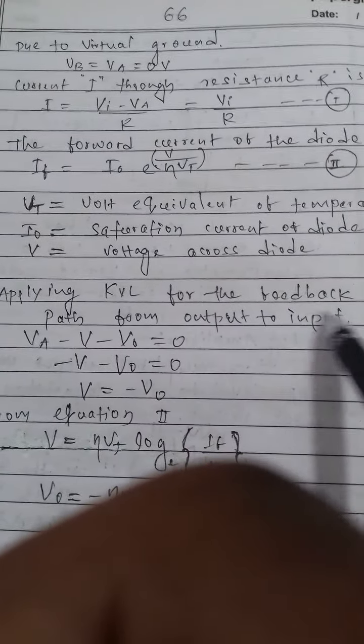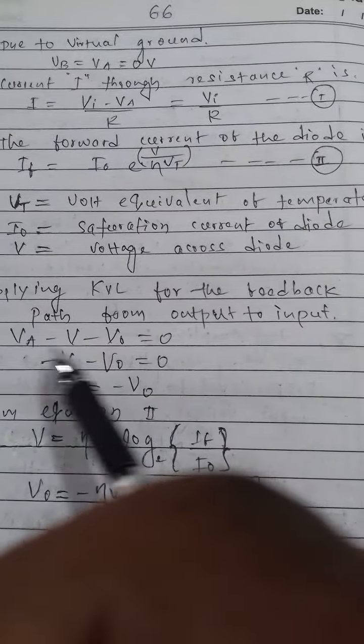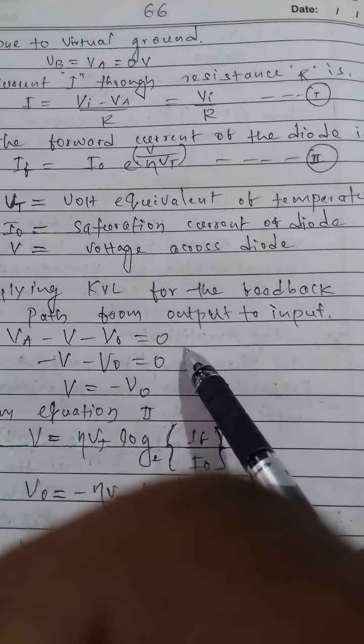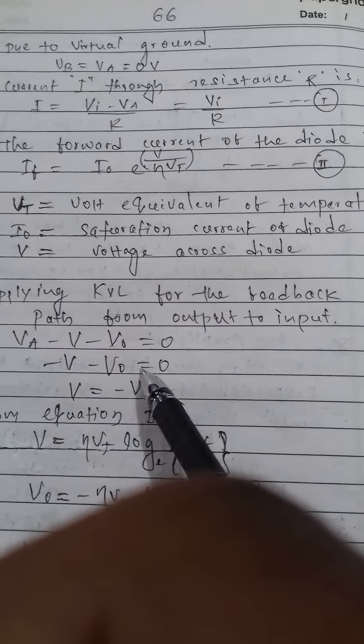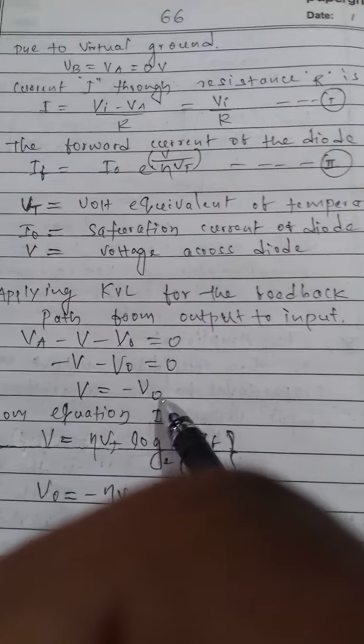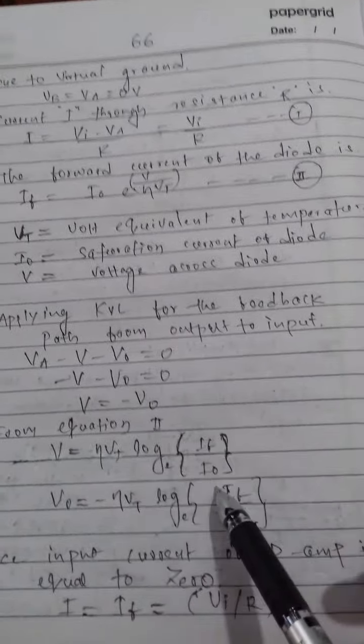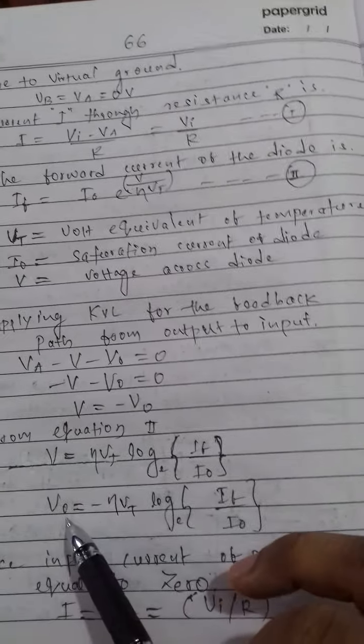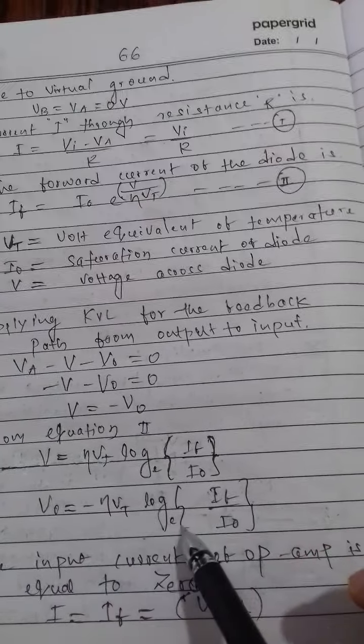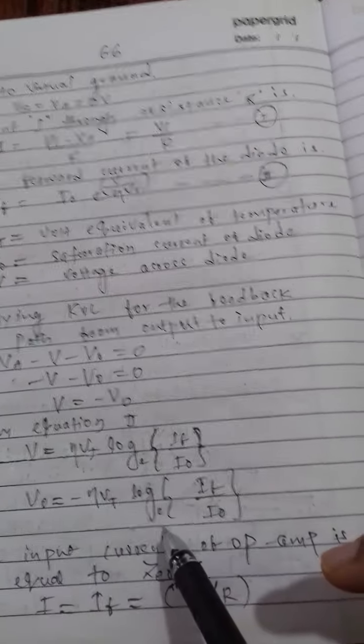Applying KVL for the feedback path from output to the input, VA minus V minus VO is equal to 0. Minus V minus VO is equal to 0. V is equal to minus VO. So that from equation 2, V is equal to eta Vt log of IF upon I naught to the base e. Output voltage is equal to minus eta Vt log of IF upon I naught to the base e.